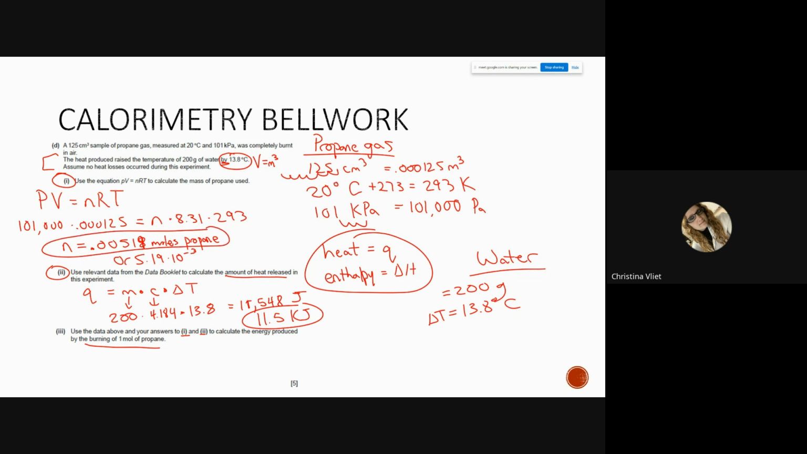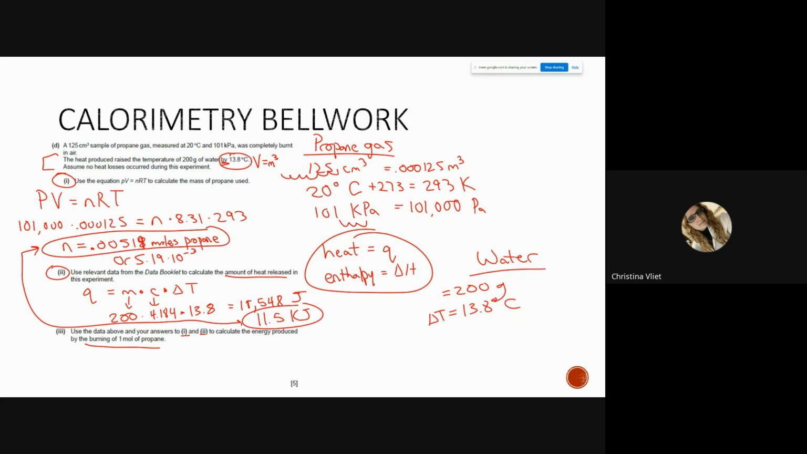We know that 11.5 kilojoules is the amount of energy for 0.00519 moles of propane. How do we figure out the amount of energy for 1 mole of propane? What could you do? Anybody have a suggestion? Divide 1 by 0.00519, I like your train of thought, and then multiply that by 11.5. It would work. Get your answer, and I'm going to show an alternative way. But get your answer and make sure they match.